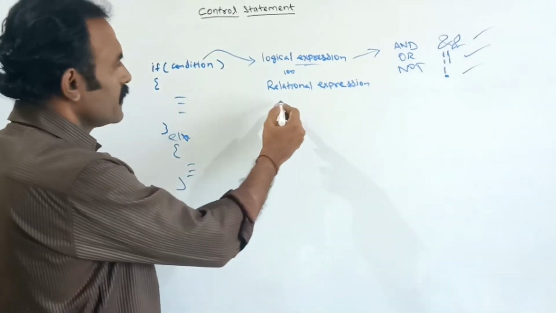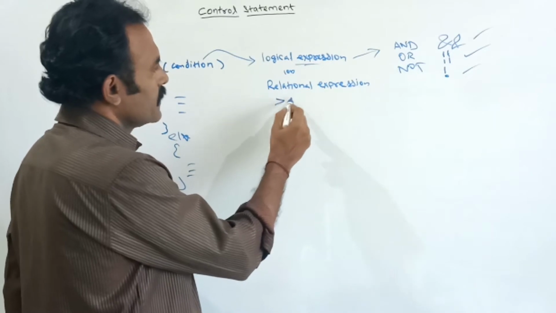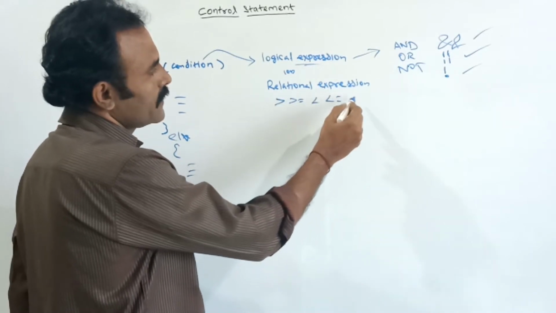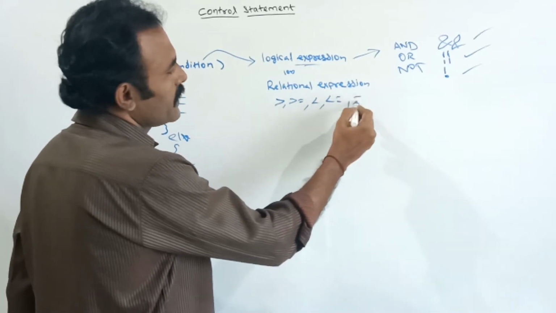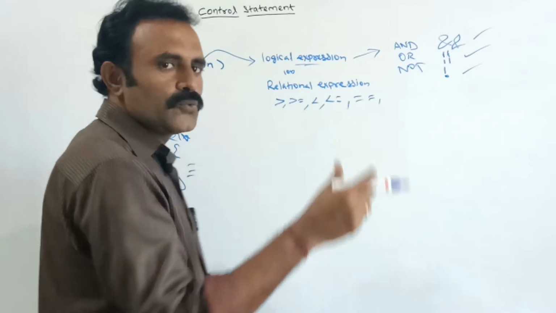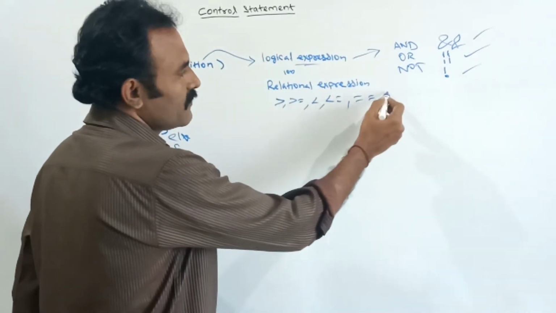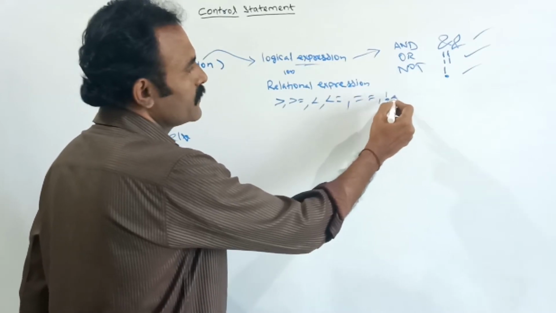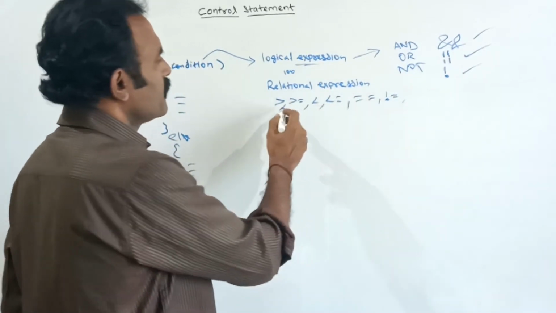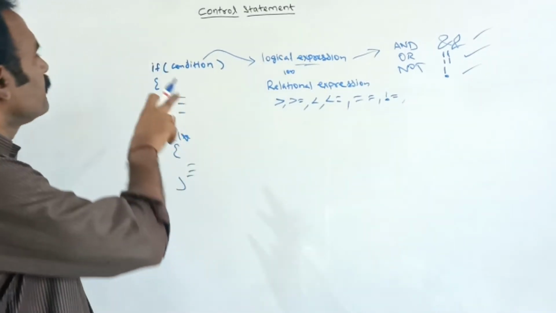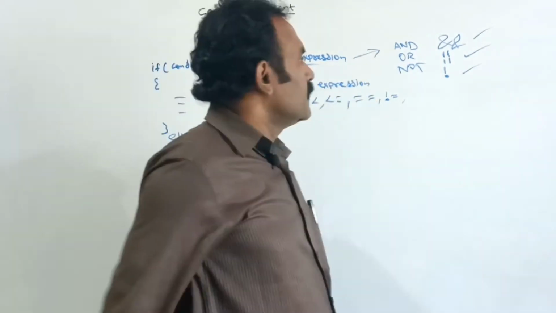Next, for relational operators we can use greater than, greater than or equal to, lesser than or equal to, and equal to. For equal to, for comparing two values, we should use double equal to and not a single equal symbol. For not equal to we can use the not symbol with equal. So these are the relational operator symbols. This condition can be expressed using relational operators and logical operators.